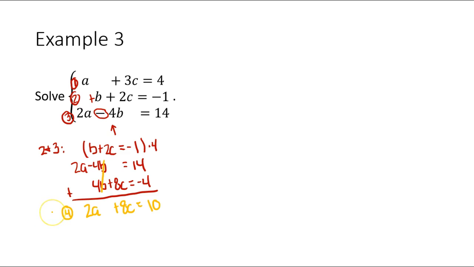Now remember, in this case, I'm going to have to use equation 1 because I haven't used it yet, and equation 1 has a's and c's in it, and so does equation 4, the one that we just got from adding equations 2 and 3 together. So that means that I don't have to use equation 1 and eliminate either the a or the c because the b is already gone, and that's what I eliminated to get to equation 4. All right, so my system now is a plus 3c is equal to 4, and 2a plus 8c is equal to 10.